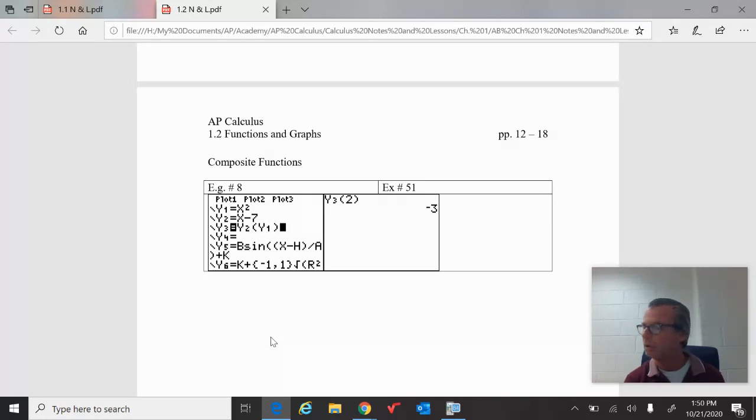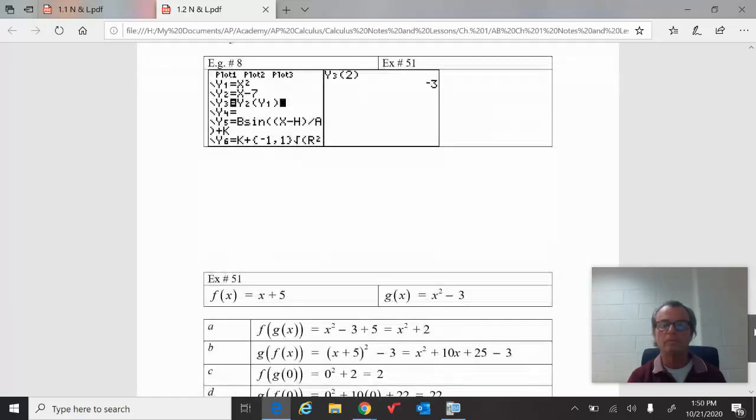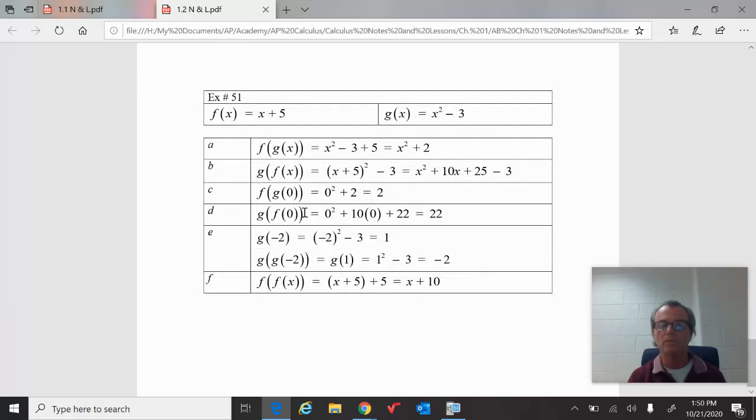And last time, we're going to ask you to go to problem 51, which is on page 20. So for 51, we're going to do this algebraically. Here's f and here's g. So A asks for f following g. So g is the input. So I take all of this and put it in here, and you have x squared take away 3 plus 5. Combine your like terms, x squared plus 2.